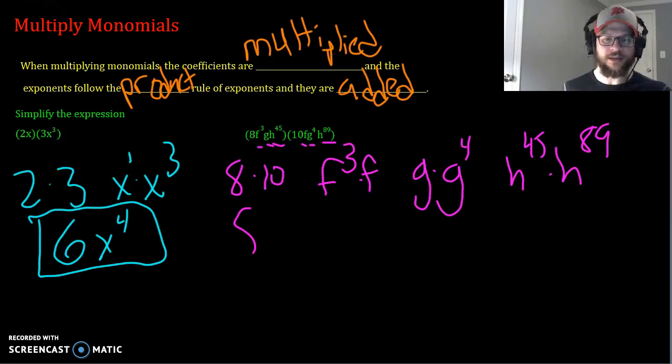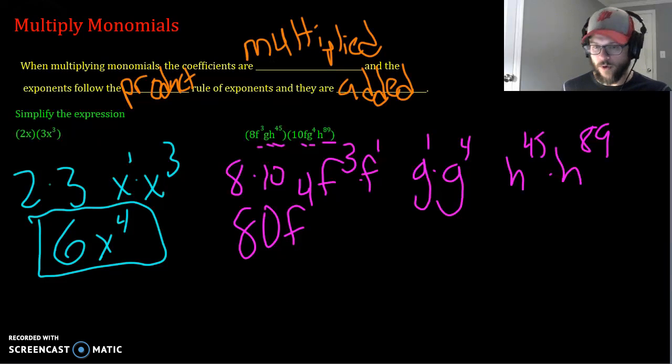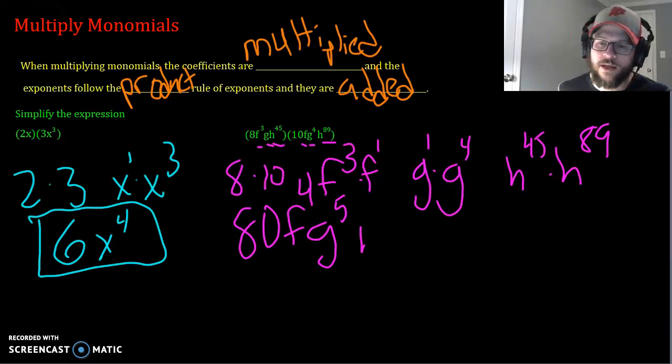So your 8 and your 10 give you 80. F to the 3 times f to the 1. You add your exponents to get 3 plus 1, which is 4. G to the 1 times g to the 4. You add your exponents to get g to the 5th. And then h to the 45, h to the 89. When you add those together, you get 134.